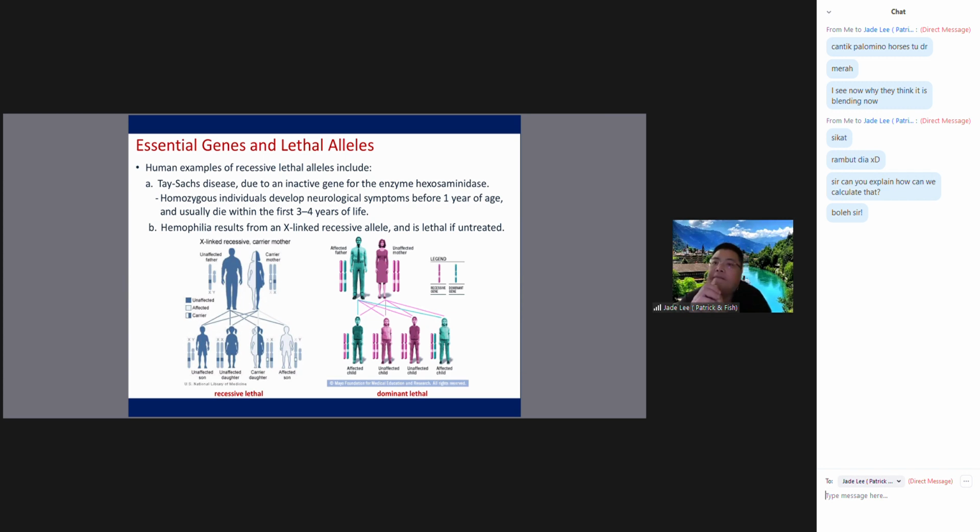Hemophilia kamu tahu tak? Pernah dengar kan hemophilia ni? Yang berkaitan dengan darah tu.